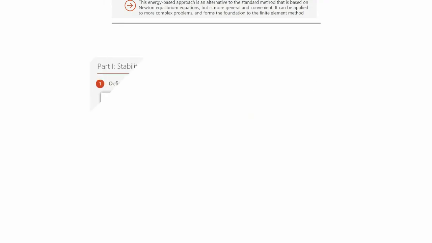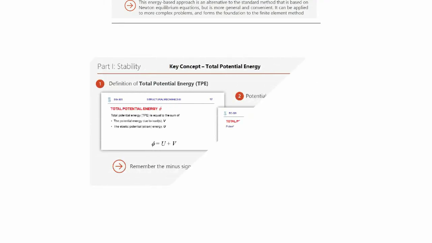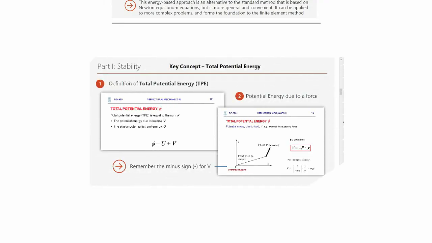Part I, Stability. Key concept, total potential energy. 1. Definition of total potential energy, TPE. Potential energy due to a force. Remember the minus sign for V.